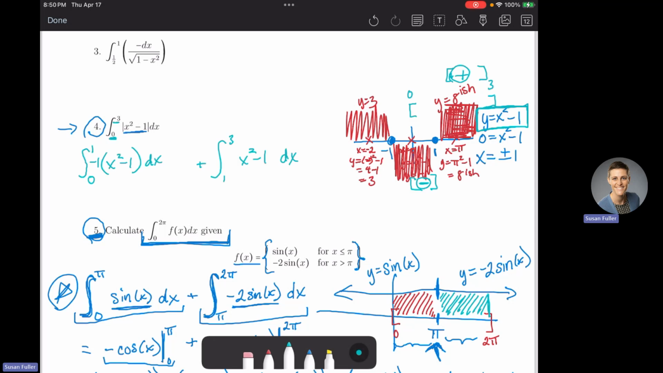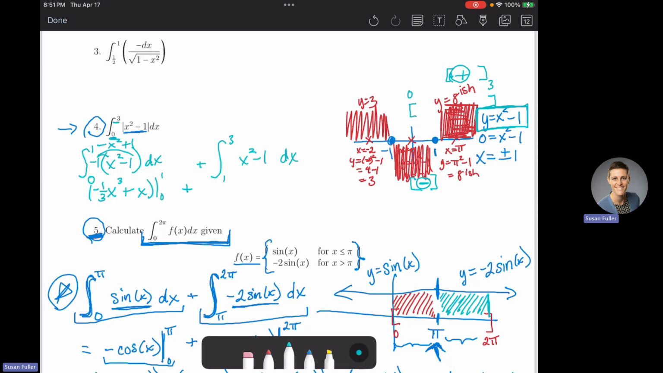And just for space reasons, I'm going to go ahead and distribute this -1 here really quick. And I'm going to get negative x squared plus 1. That's the function that I'll integrate here. So if I find the antiderivative of that, I'm going to add 1 to my exponent and get x to the 3rd, and then divide out front. Plus the integral of 1 is just x. And I'm going to evaluate that from 0 to 1.